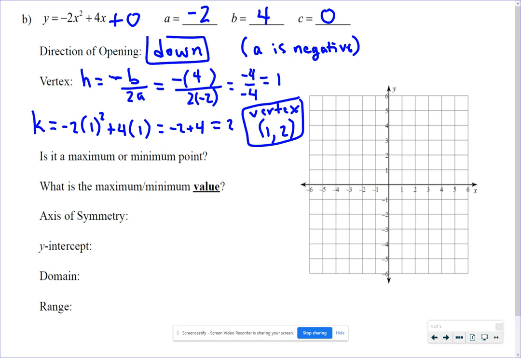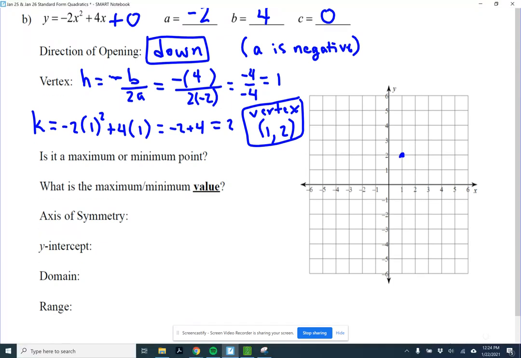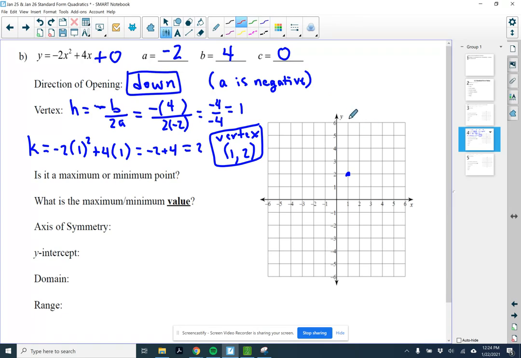All right, I'm going to put that into my graph. We know it opens down. We've got a vertex. We're going to put our vertex on the graph. Go out to x equals 1, up to y equals 2. There's our vertex. I'm going to draw in the symmetry line as a dashed line. Remember, it's a vertical line through the vertex. There it is. Vertical line through the vertex is our axis of symmetry.